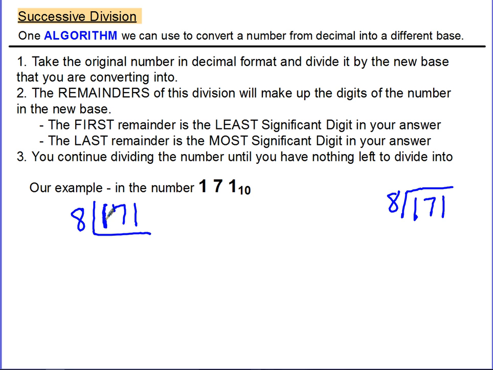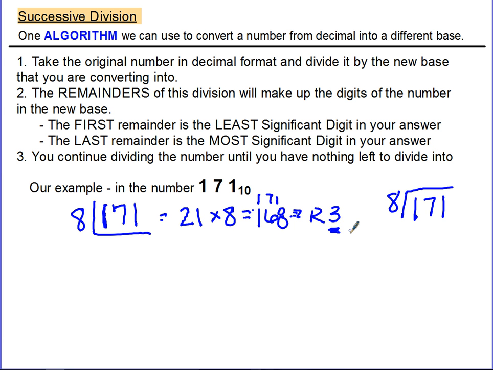So if I think about it, how many times does 8 go into 171? Well, 8 goes into 17 2 times, which would give me 16, which would leave me 1 left over, so it's going to be 21. If you think about it, 8 times 21 gives me 168. So if I do 171 minus 168, I'm going to get back a remainder of 3.